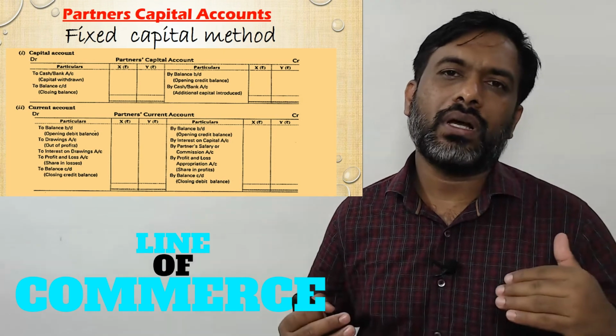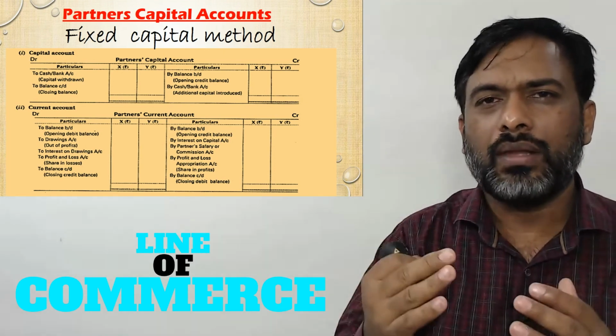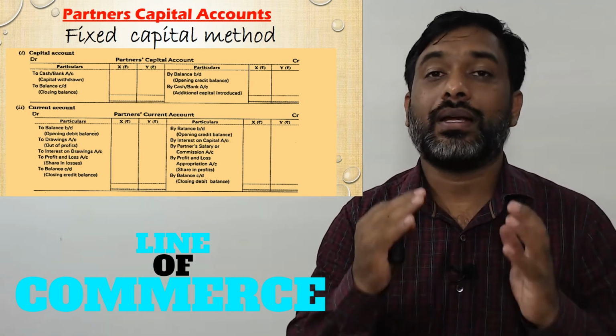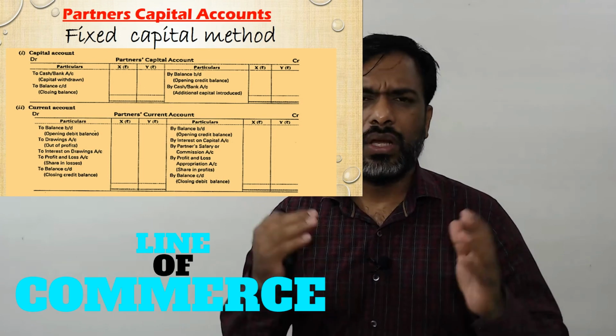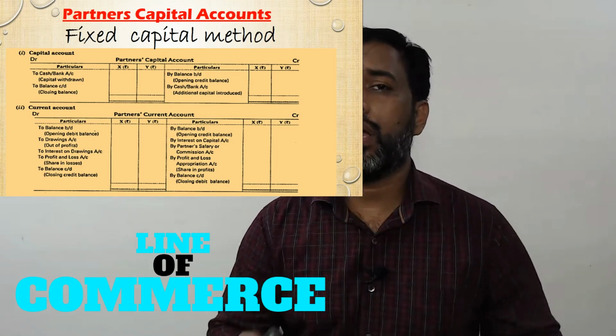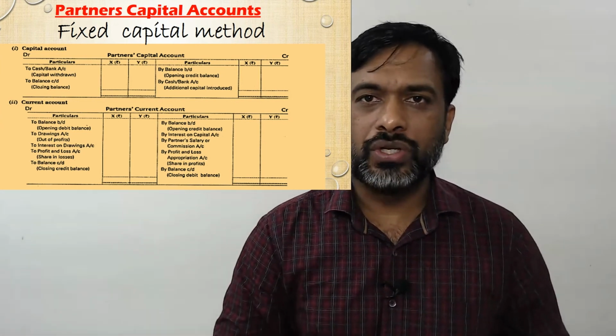So this is exactly how we prepare the capital account under the fluctuating method. The only difference here is that the capital transactions of the partner will go to the capital account and the rest of the transactions of a partner will come in the current account. So I hope the capital account methods are clear now. Now let us do some numerical questions for more understanding of the concept.